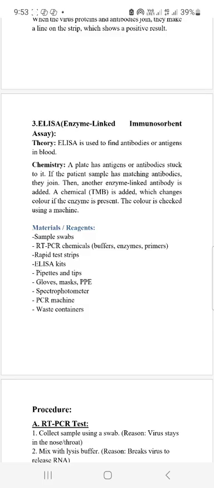A chemical TMB is also added, which changes the color. If the enzyme is present, the color is checked using the machine. So if the enzyme is present, the color is changed. And how will you know that the color is changed? You will check in the machine.